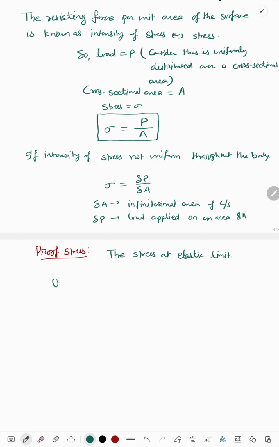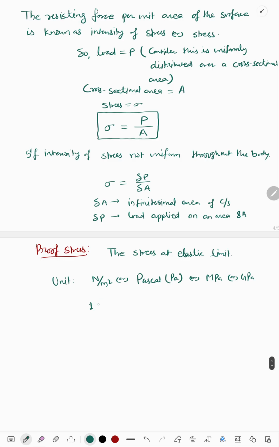Next, see the unit of stress, called Newton per meter square, or Pascal, which you can denote as Pa, or megapascal or gigapascal. These can easily be converted: 1 megapascal is equal to 1 Newton per mm square, and 1 gigapascal can be written as 1 kilonewton per mm square. Like this we can define these terms.